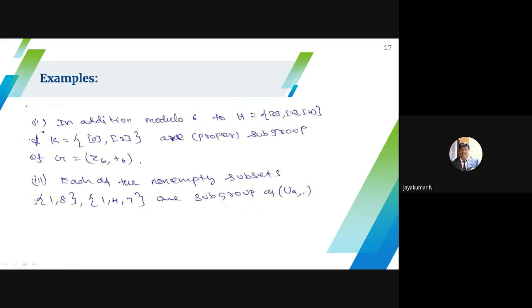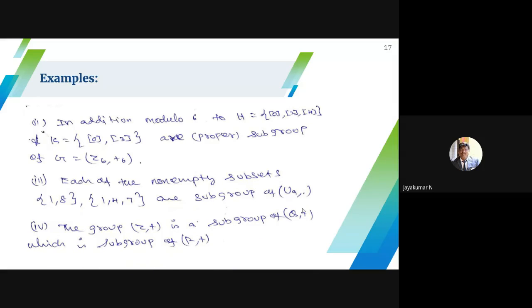Each of the non-empty sets {1, 8} and {1, 4, 7} is a subgroup of U9. U9 means the set of all a such that the GCD of a and 9 is 1. That is the set of all numbers which are relatively prime to 9, that is, the GCD of the member and 9 is 1. So U9 is, we can say, the multiplicative group. U9 comma dot is a group. So {1, 8} is a subgroup of U9. {1, 4, 7} is also a subgroup of U9.